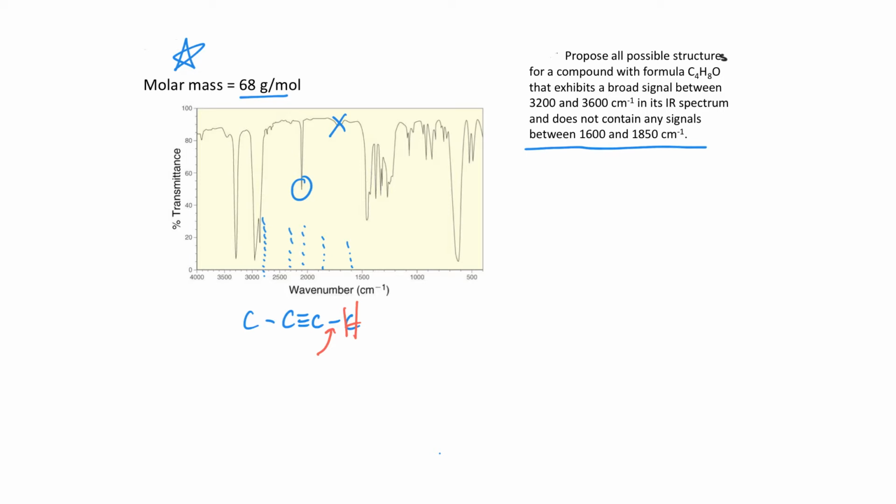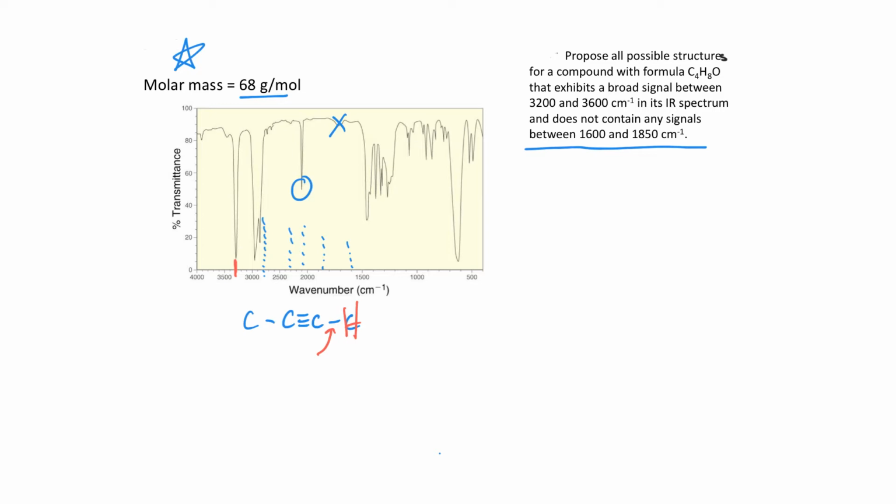And if we look in the table in the book, that type of bond is found at around 3300 in our XH bond region. So 3300 is right here, and you can see there's a nice sharp peak. So that's pretty indicative of a CH bond on a terminal alkyne. So now I know that I have a triple bond and I have an H on the end of it.